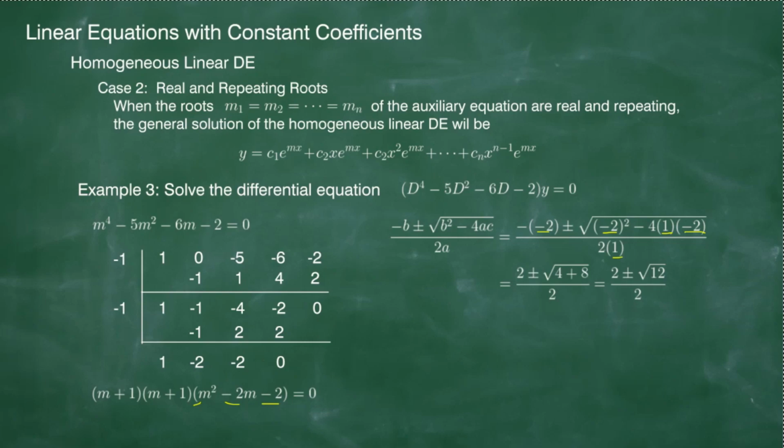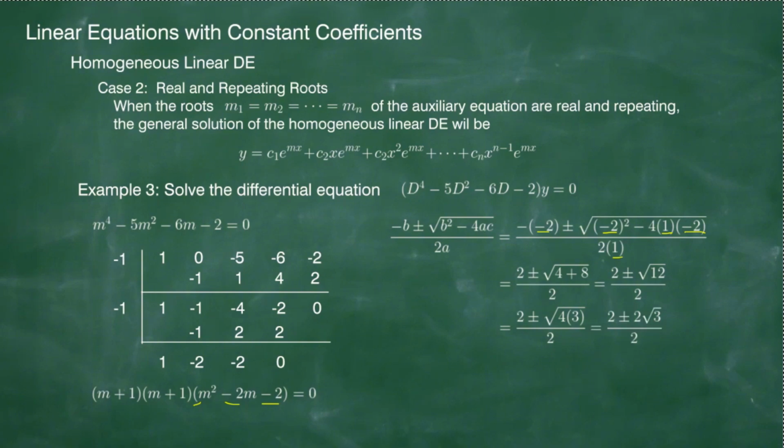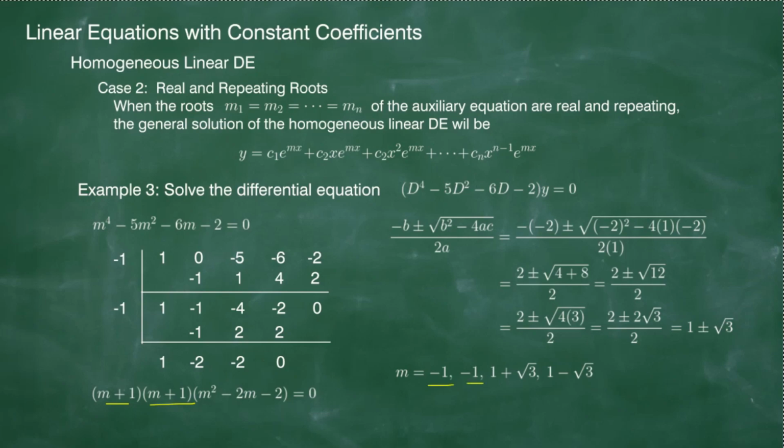We have a square root of 12, and 12 can be factored as 4 times 3. We do that because we can extract the square root of 4. And we have 2 plus and minus 2 times the square root of 3, over 2. Divide by 2, we get 1 plus and minus the square root of 3. So the roots are, from here, negative 1 and negative 1. From here we have 1 plus the square root of 3 and 1 minus the square root of 3. So these are the only repeating roots. These two roots are not repeating; these two roots are distinct.